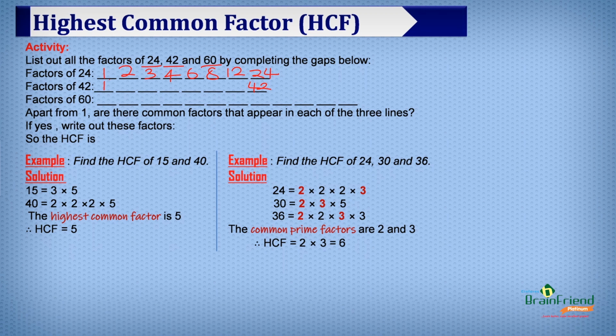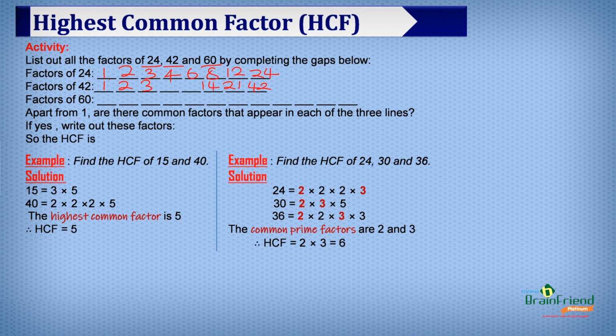2 can go into 42. So we write 2, and 2 into 42 gives us 21. So we write down 21. So we ask ourselves, can 3 go into 42? Yes, 3 can go into 42. 3 into 42 is 14. So 3 times 14 gives us 42. So we list 3, and we list 14.